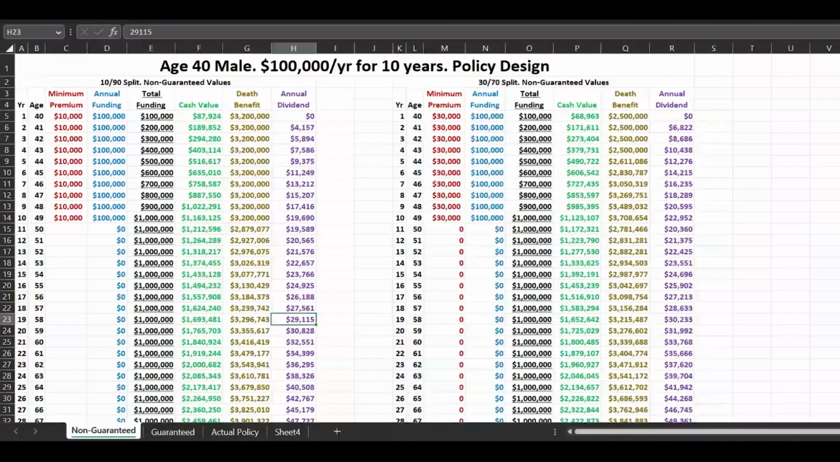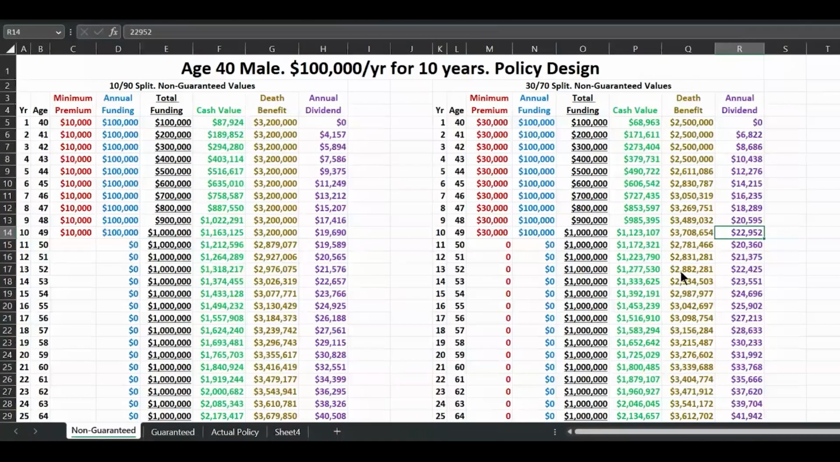So here we go. Here's the two samples. On your left, you've got the 10% premium. And on your right, you've got the 30% premium. So we got the minimum there, 10K, with the base premium and term combined. And this one was a little bit more than 30,300. Annual funding is the same.